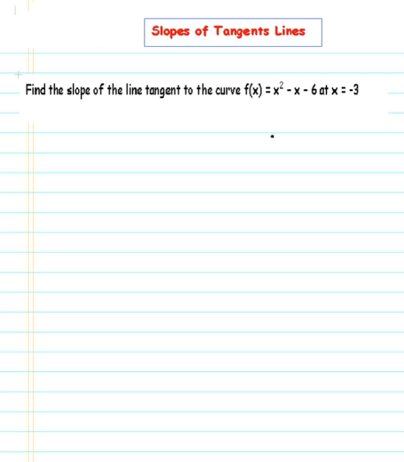In today's lesson, we'll be learning how to calculate the slope of a line tangent to a curve at a given point. The example that we have asks us to do just that for the curve f of x equals x squared minus x minus 6, and we'll want to find the slope at x equals negative 3. To do that, we're going to begin by reviewing the definition of a derivative.